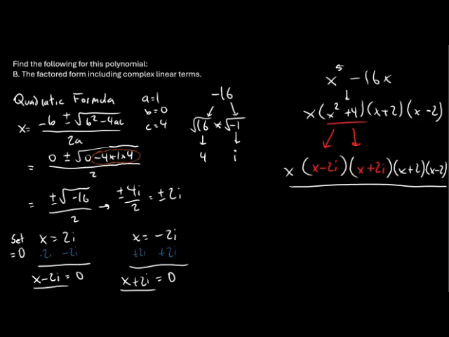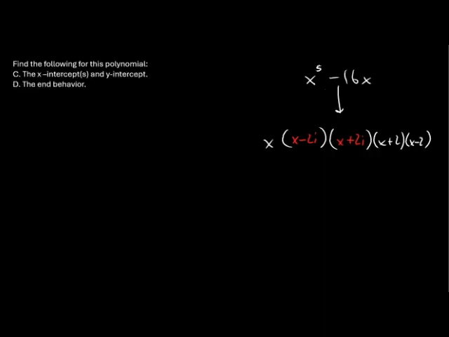With our newly factored form, let's get more information about this polynomial. For parts C and D, we'll look for the intercepts and the end behavior. We'll begin with the y-intercept. For the y-intercept, we'll let x equal 0 and see what this function gives us.